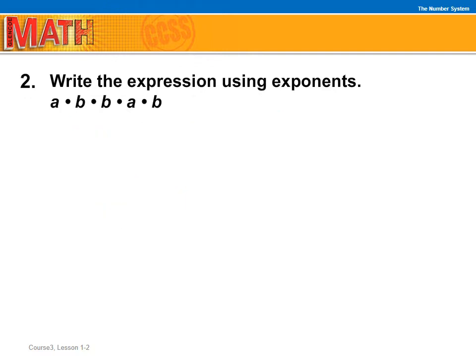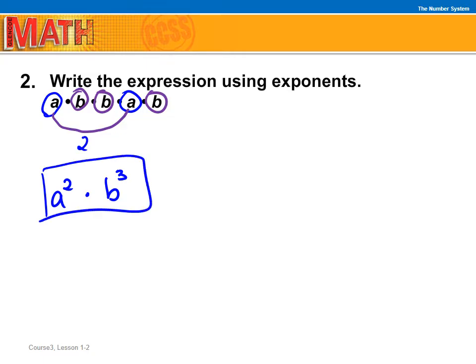Example 2, we are writing this expression using exponents. And as you can tell, I have an A here times B times B times A again times B again. Well, I have 2 A's, so let's write A to the 2nd power. A times A is A to the 2nd power, or A squared. Plus, I have 3 B's, so let's write B to the 3rd power, and that's my answer.